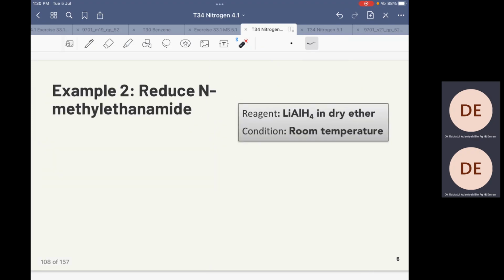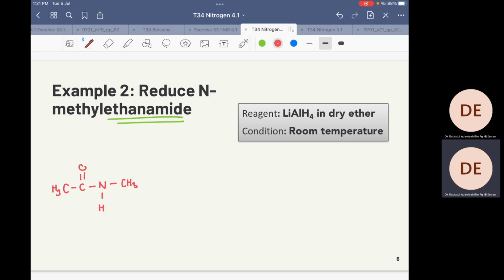Okay, next is to reduce N-methyl ethanamide. I didn't teach you the naming of amides, but let's try to draw the structure here. Ethanamide means there are 2 carbons. Okay, CH3, C double bond O, two carbons. N-methyl means that there is 1 methyl group attached to the nitrogen. So this is why the name is N-methyl.